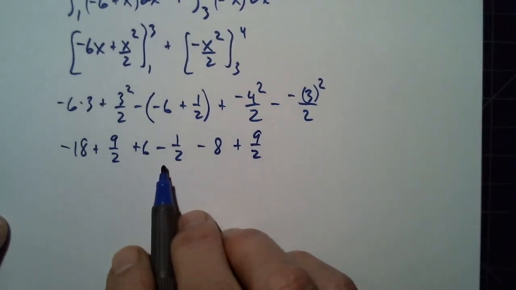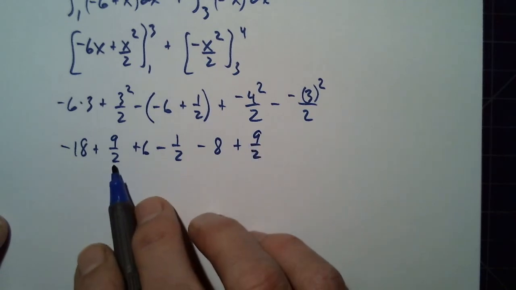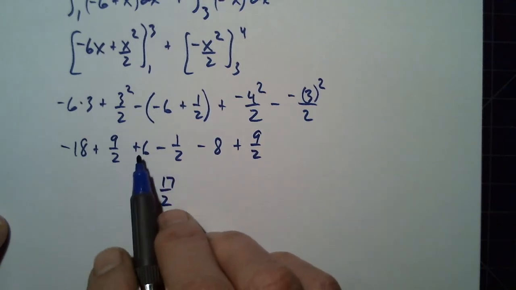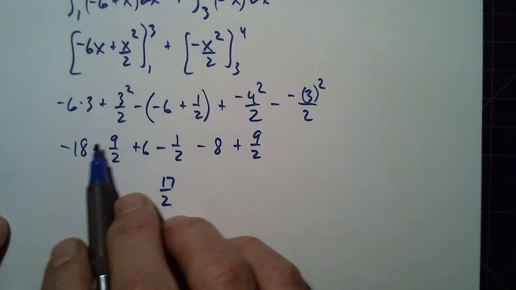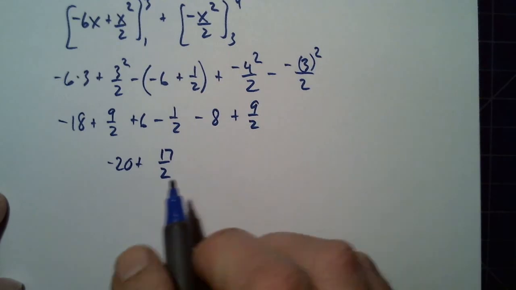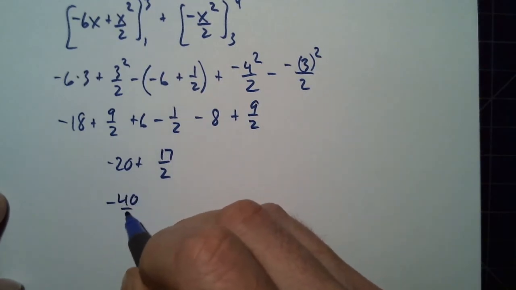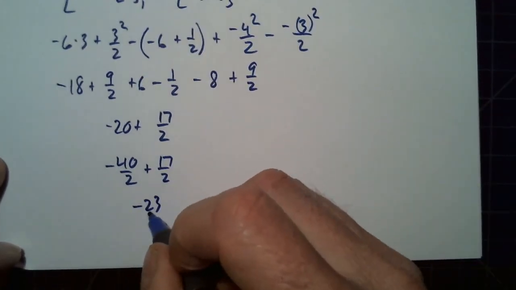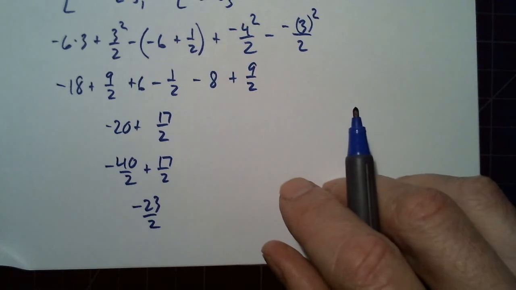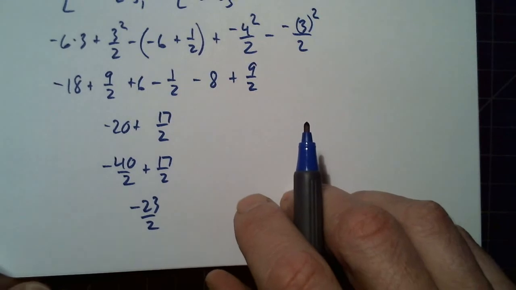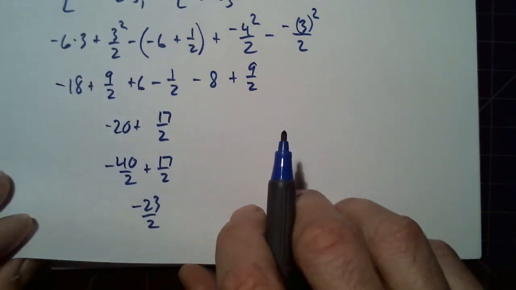All right. So we have 18 over 2 minus 1/2. That's 17 over 2. And then we'll have 6 minus 8 is negative 2. And that's negative 20 plus 17 over 2. So we have negative 40 over 2 plus 17 over 2. And we'll get negative 23 over 2. So all that is just because we have the absolute value.